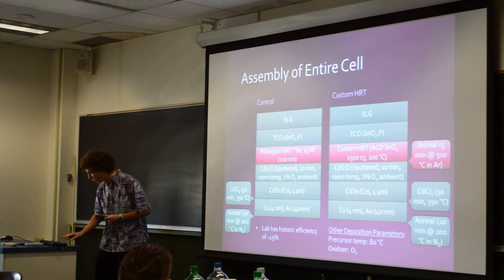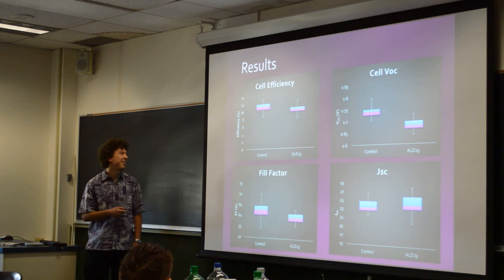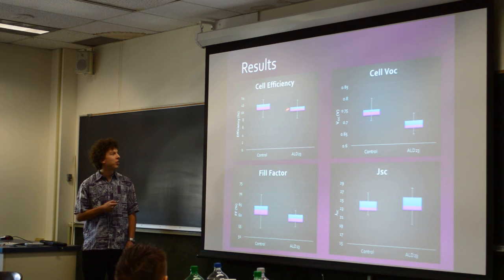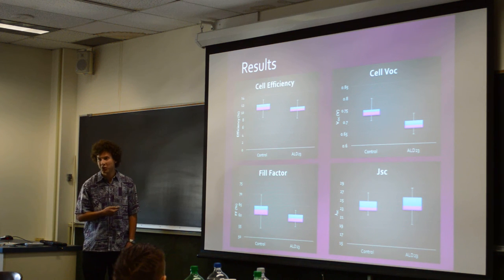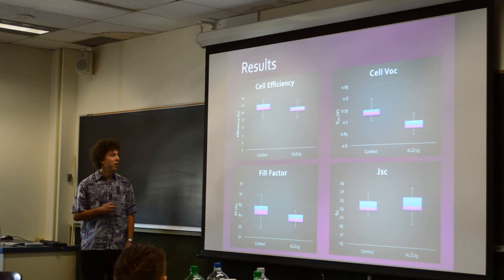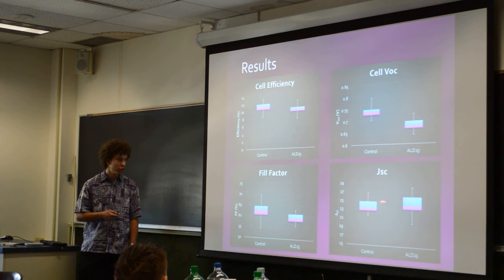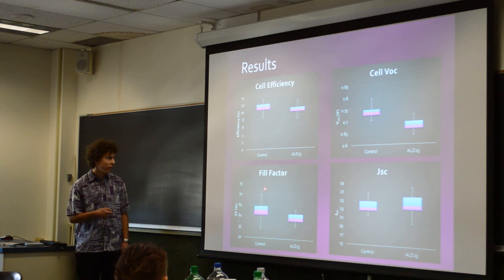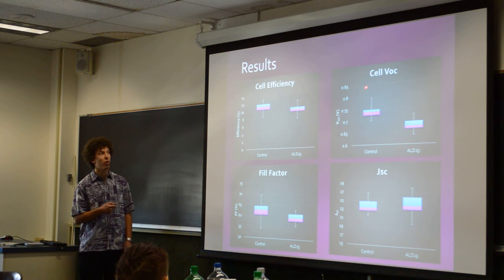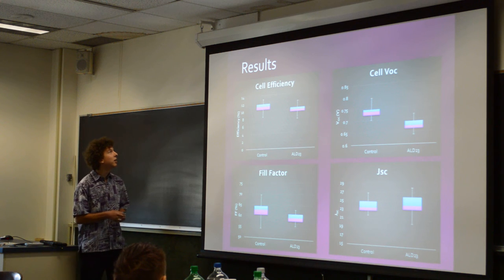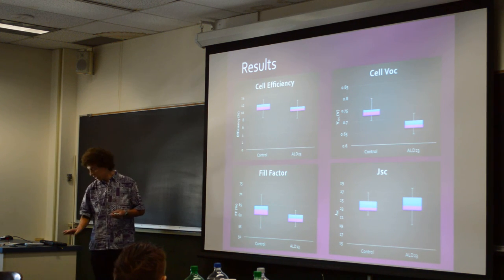So how did we do? Well, we didn't get 15% on the control, and we got about an average of 1% lower in ours. So there's obviously still a lot of work to be done. Short circuit current is actually doing pretty okay. The fill factor and the open circuit voltage, on the other hand, are doing pretty poorly compared to the control. So that needs addressing.